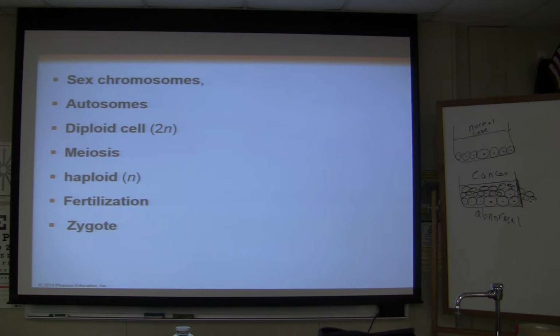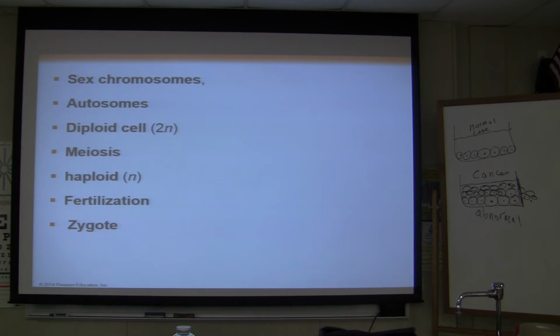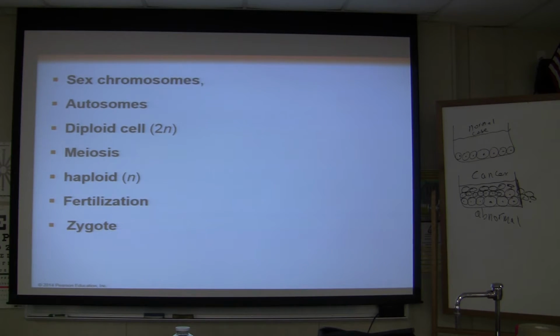Okay, let's go back to terminology. Sex chromosomes, X and Y, XX or XY. Autosomal chromosomes are the other 22 pairs, which are not responsible for determining the sex of an organism. Diploid cells: the cells of your eye, your muscle, your bone are all diploid cells. It means they have all 46 chromosomes. Diploid cells are 2N.